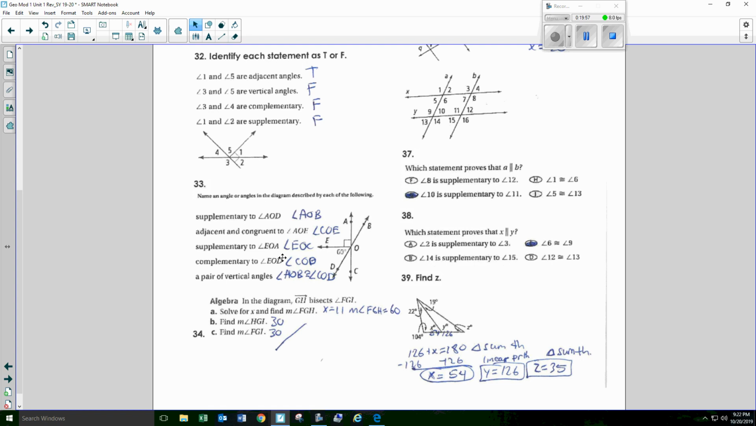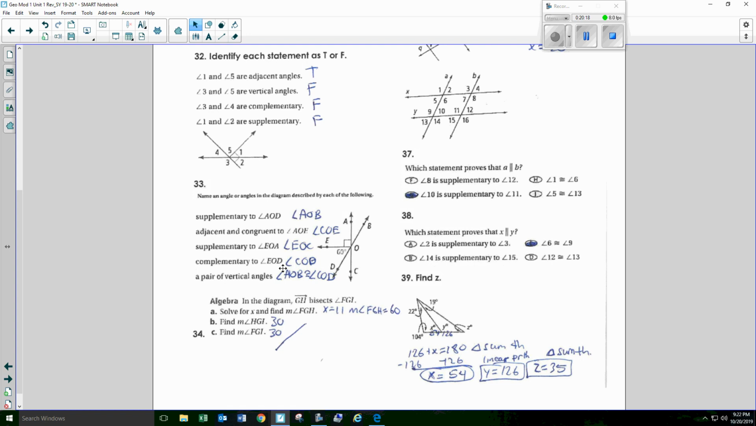Supplementary to EOA. EOA, that's 90 degrees. We want it to be supplementary, so that's going to be, again, EOC. It's got to form a line. And so that's 90. Here's my other 90, and they form a line. Well, that doesn't have to form a line. Sorry, it just has to add to 180 for supplementary. That's all it's asking.